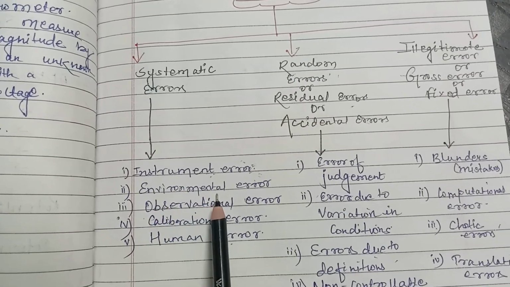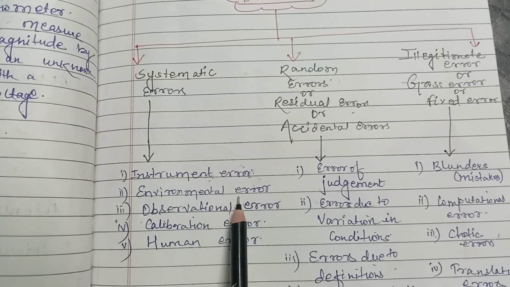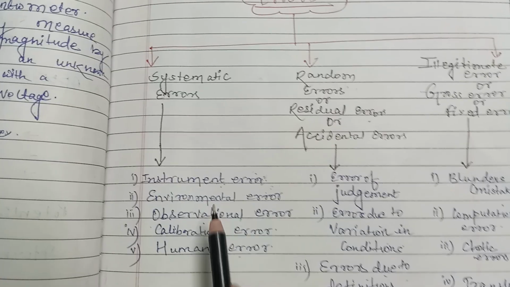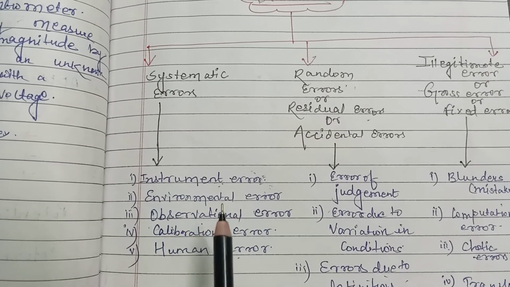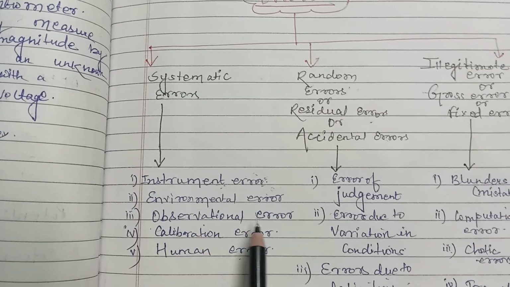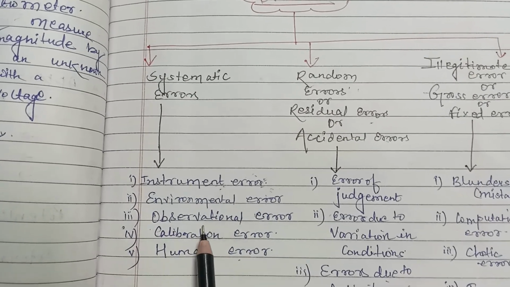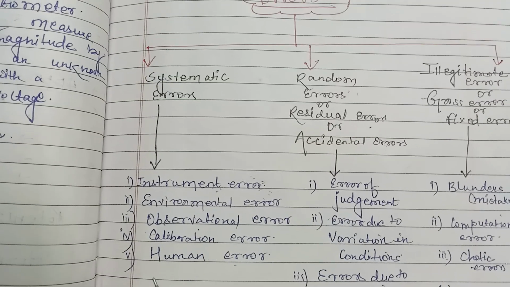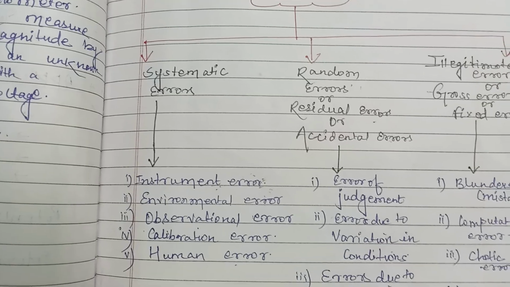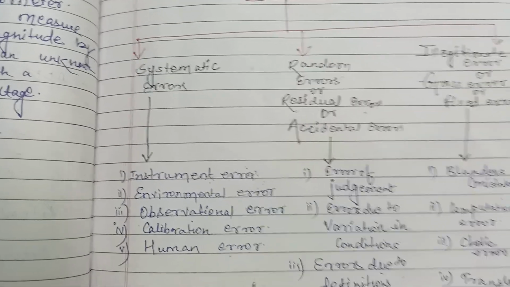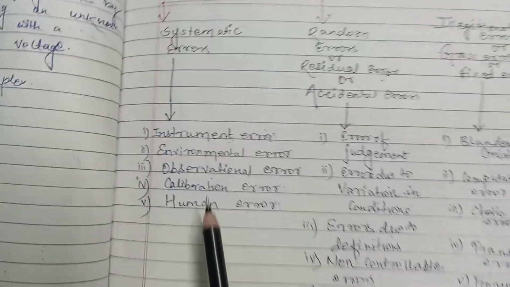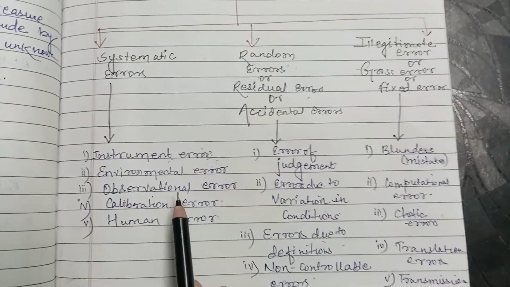Another one is the environmental error. Environmental error occurs with a rise in temperature or some other environmental or surrounding condition. So that kind of error is the environmental error. And the third one is the observational error. It depends on how we are taking the observation, for example parallax, like if you are reading from one side, or not seeing the instrument properly. This can be the observational error.